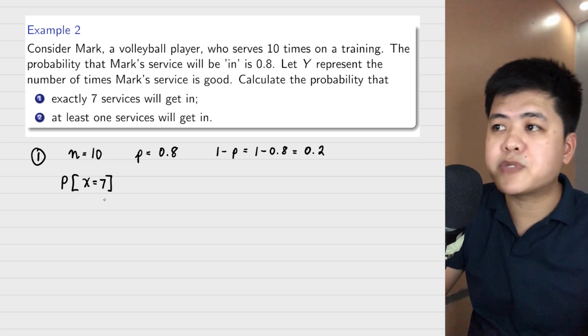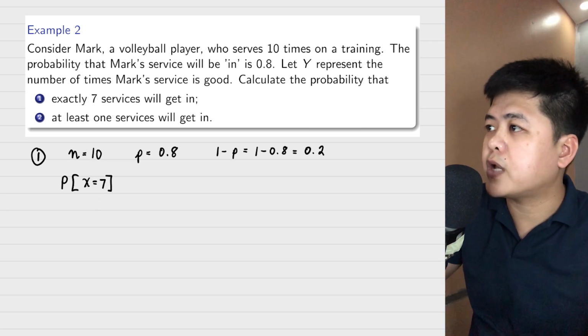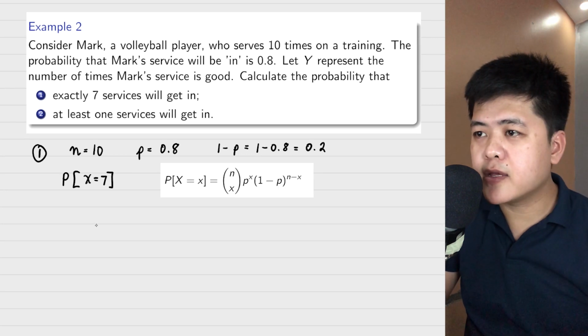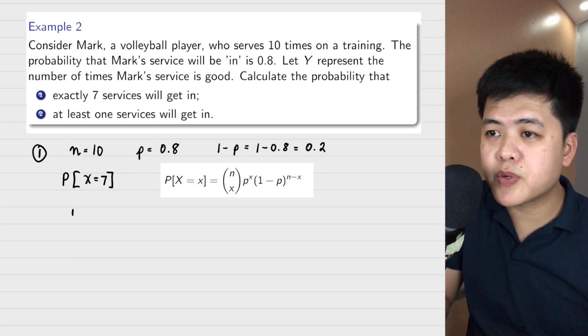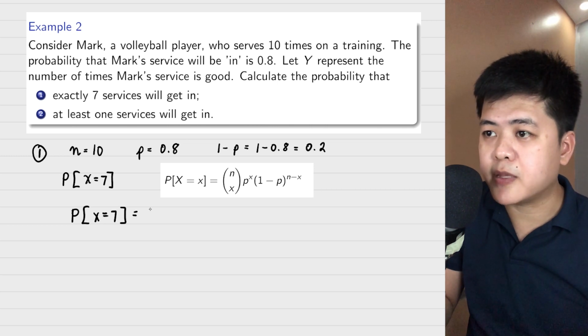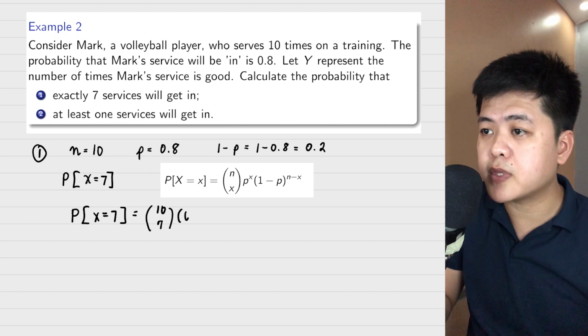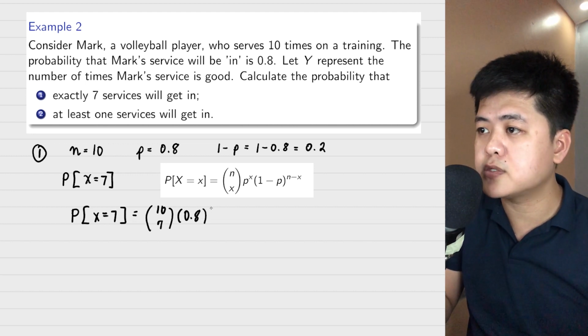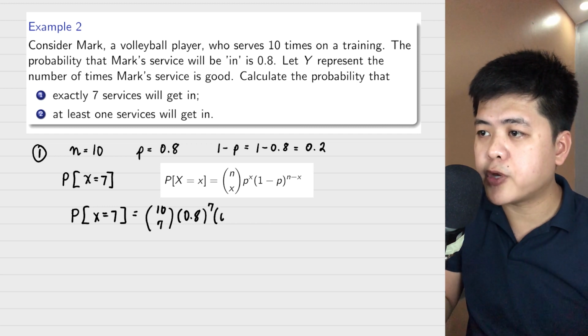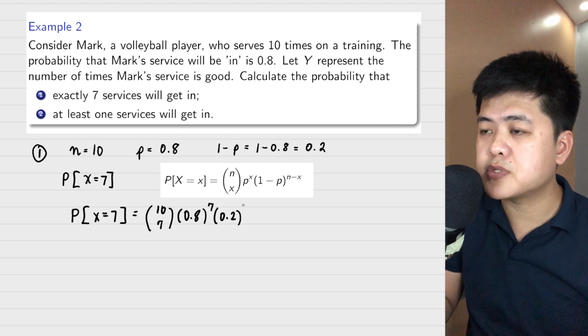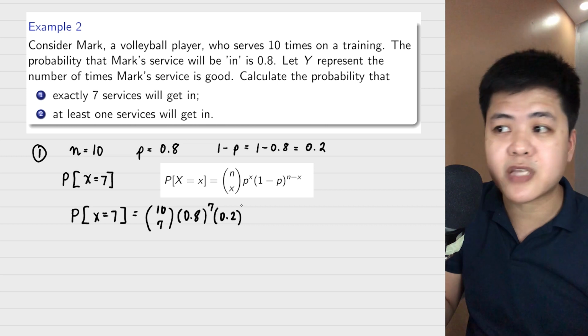So all you have to do is to substitute that in our formula. So I'll put the formula here. And all we have to do is to substitute everything. So probability of x is equal to 7. Let's substitute. We have 10 independent trials, so that will be 10 combination 7. Your probability of success is 0.8, 0.8 raised to 7, and 0.2 raised to 10 minus 7, that's 3.